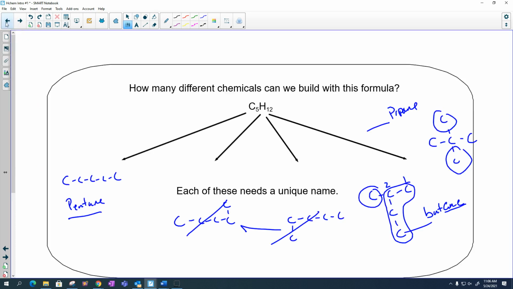Okay, we're going to pause this video here, and with our basic number naming system, we've looked at basic shapes as far as how long they are, giving some basic names to how long the chains are. And next video will add on some functional groups and a little more complicated names. Thank you.